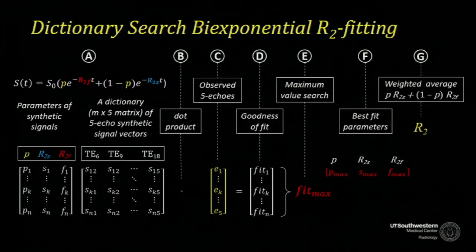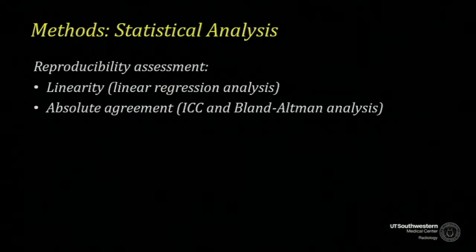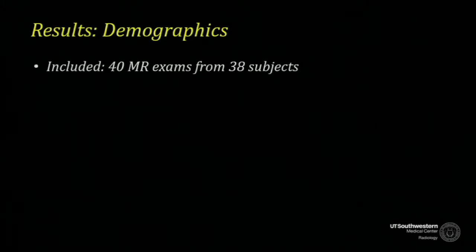Your R2 map that way. So we assessed the reproducibility using linearity and bias. The linearity was assessed by linear regression analysis, and the absolute agreement was assessed with the interclass coefficient and Bland-Altman analysis. We included all 40 MRIs that we had from 38 subjects. Two subjects had two MRIs each.